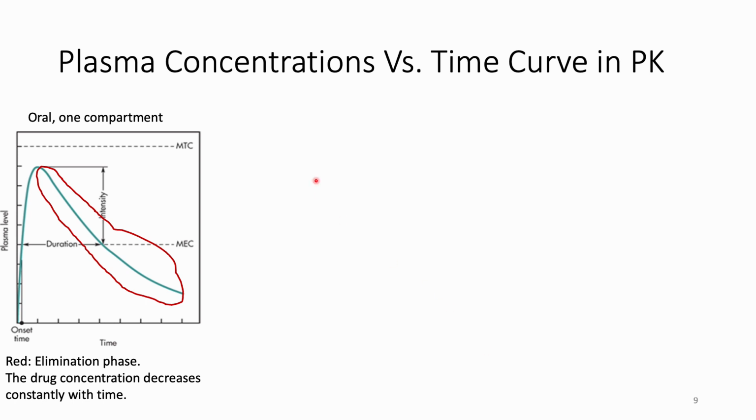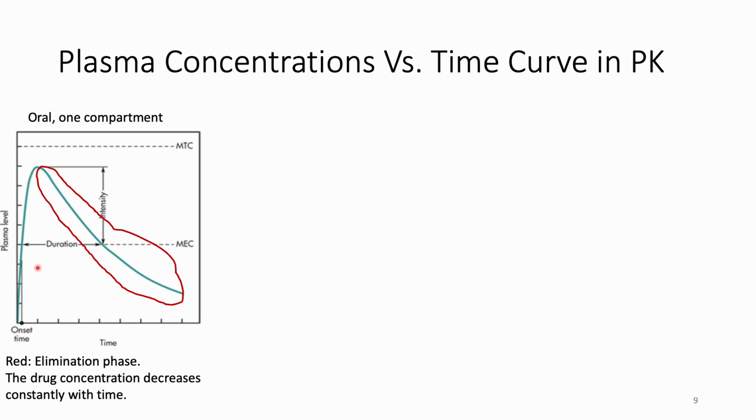Now we go back to the plasma concentration versus time curve in pharmacokinetics. This is for oral administration, one compartment. The line represents that when the drug is taken orally, it takes time for the drug to be absorbed into the blood. When it reaches the maximum, the concentration of drug in the blood will be reduced because of elimination, until all the drug is eliminated with time.